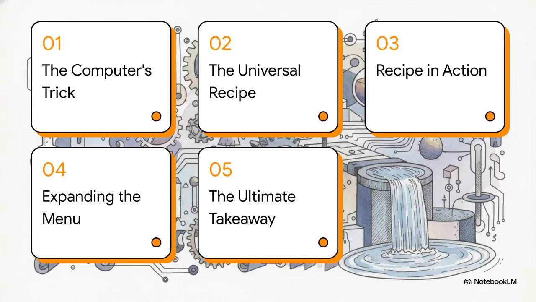So here's our game plan. First up, we'll reveal that clever trick I'm talking about. Then I'm going to give you a universal recipe that you can use every single time. We'll see that recipe in action with a classic example, expand the menu to a few different types of problems, and then wrap up with the ultimate takeaway on why this matters so much.